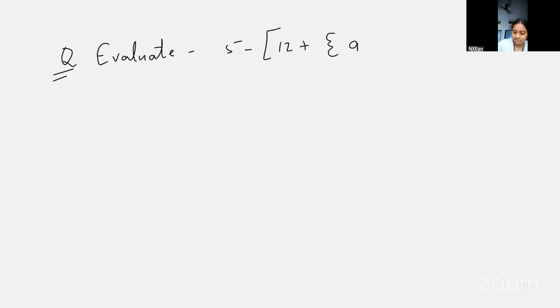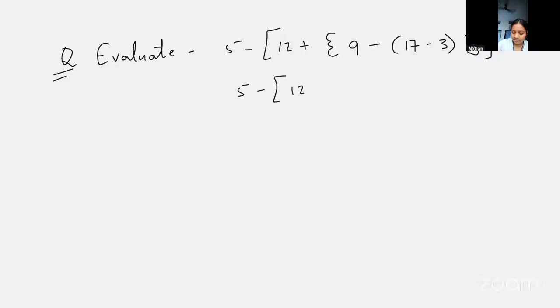Evaluate. Simplify or evaluate, both things mean the same. Either you'll get simplify or you'll get evaluate. 5 minus 12 plus 9 minus 17 minus 3 bracket. So the rest of it you will write as it is.